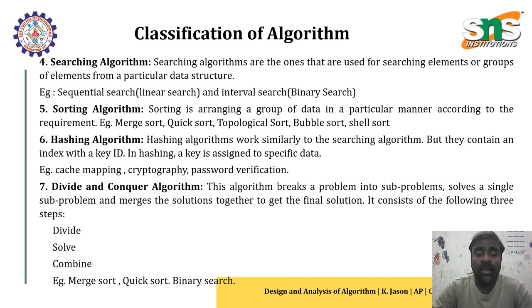Hashing. A hashing algorithm works similar to a searching algorithm, but it contains an index with a key. Here we are using an index as well as a key, and based on this, hashing operations take place. Next, divide and conquer.